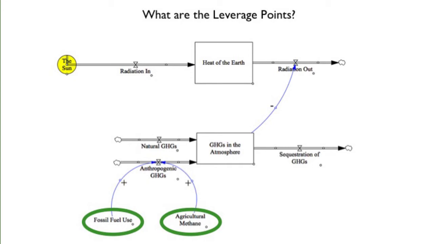So we'll just change those values, right? We'll lower our emissions, so we'll use less energy, and we'll eat less meat, right?